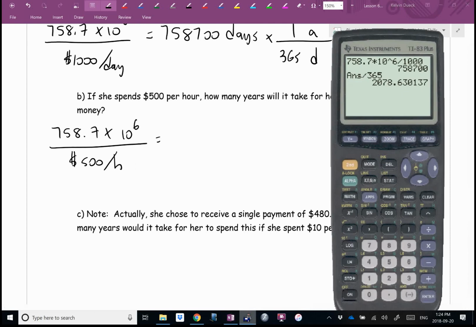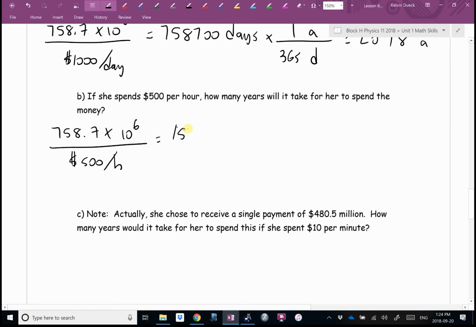So, 758.7 million divided by 500, and I get 151,700. That's hours.